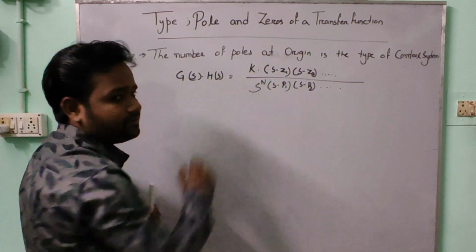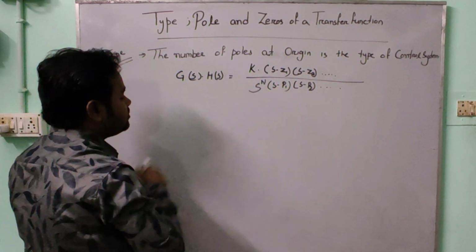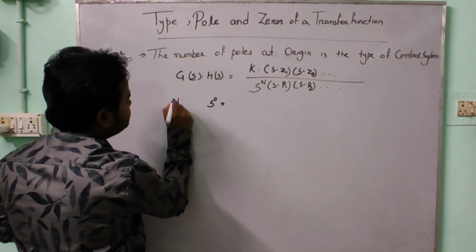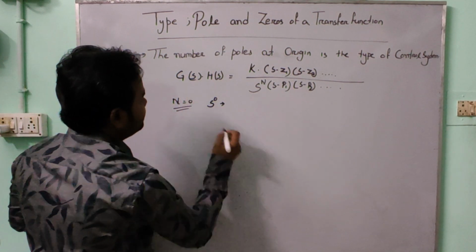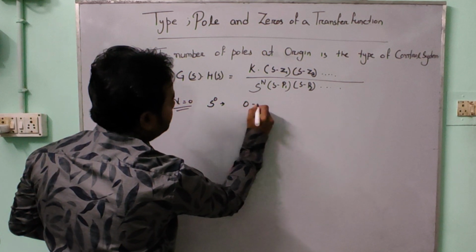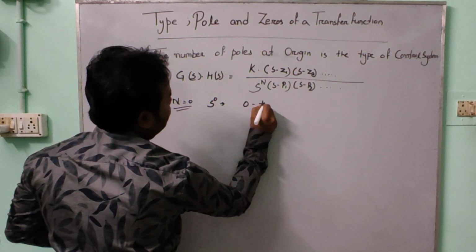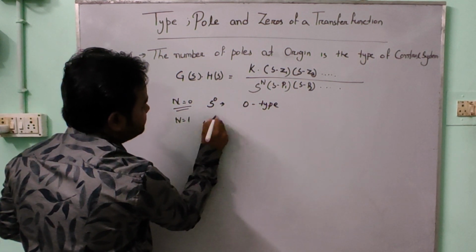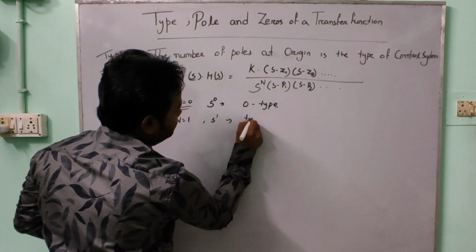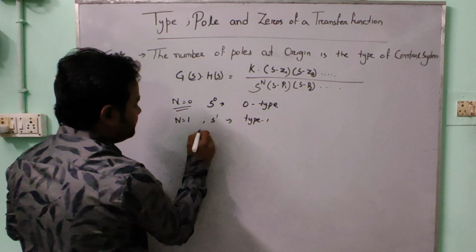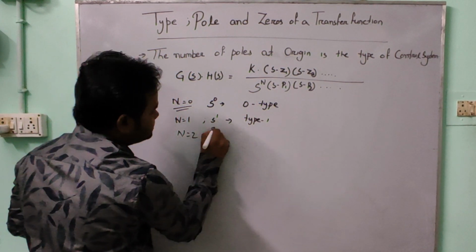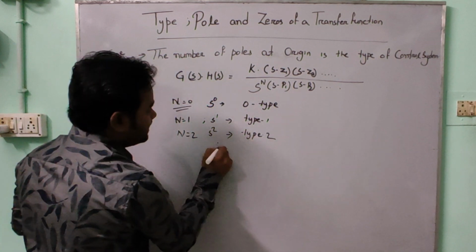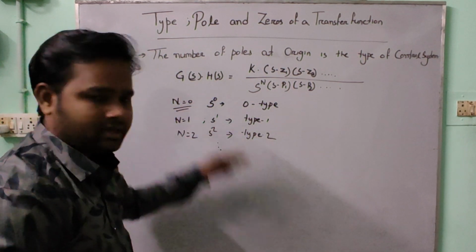If the power of s is 0, s power 0, that means if n is equal to 0, then it is type 0 control system. If n is equal to 1, s power 1 is there, then it is type 1 control system. If n is equal to 2, then s square is here, so it is type 2 control system. Similarly, type 3, type 4, type 5 will be given here.